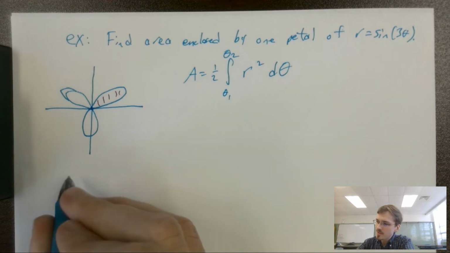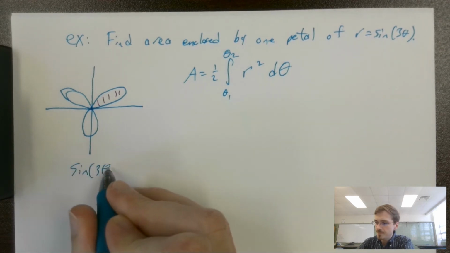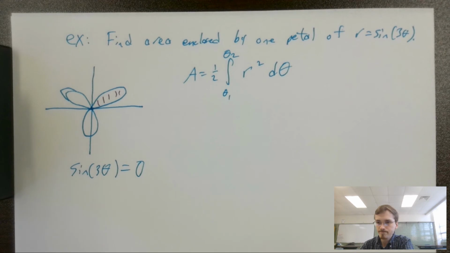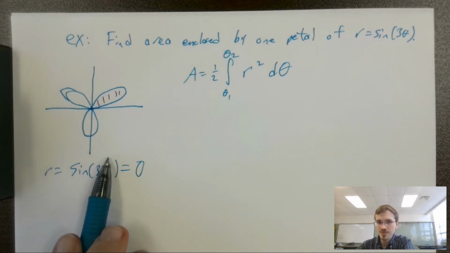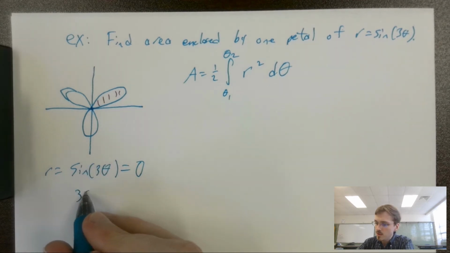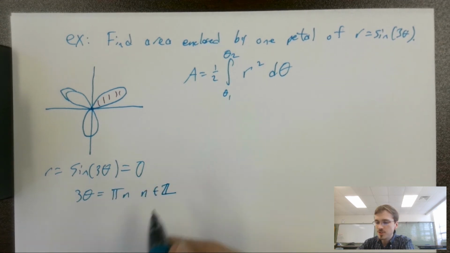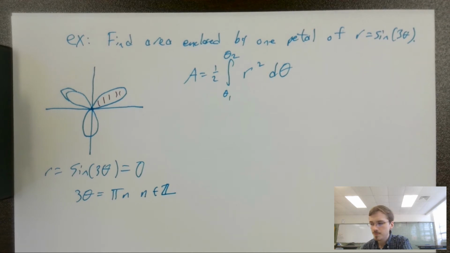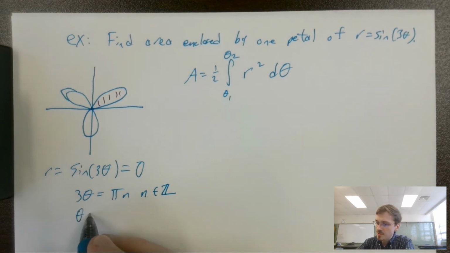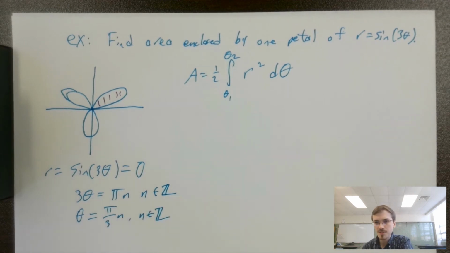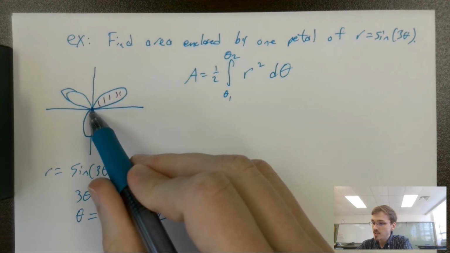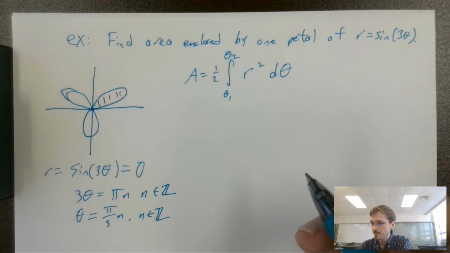All right, so let's set sine of 3 theta equal to 0, because this is r. We want to find where r is 0 to see where we cross through the origin. Well, where does sine of stuff equal 0? That's going to be where 3 theta is equal to pi n, where n is an element of the integers. So that means that r is equal to 0 whenever theta is pi over 3 times n, where n is an element of the integers. So all that we need to do now is find 2 consecutive values of theta.